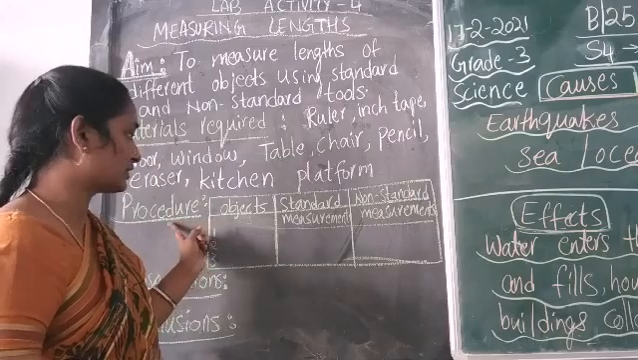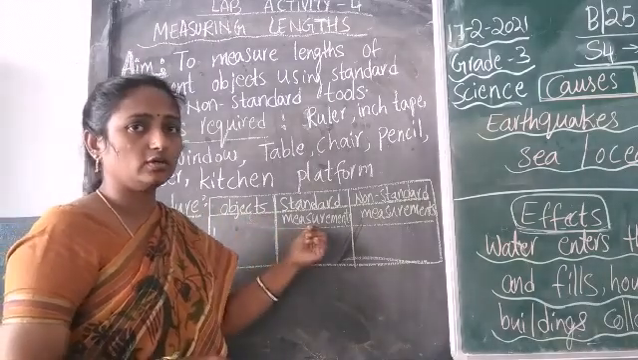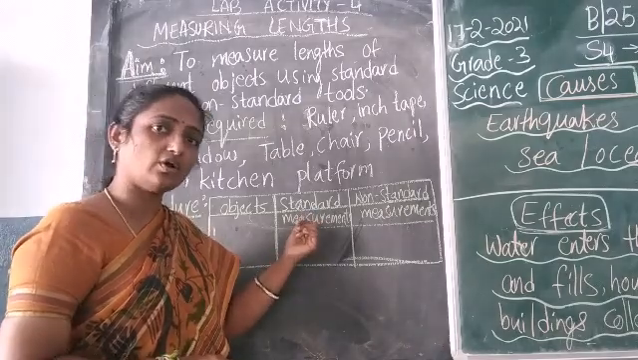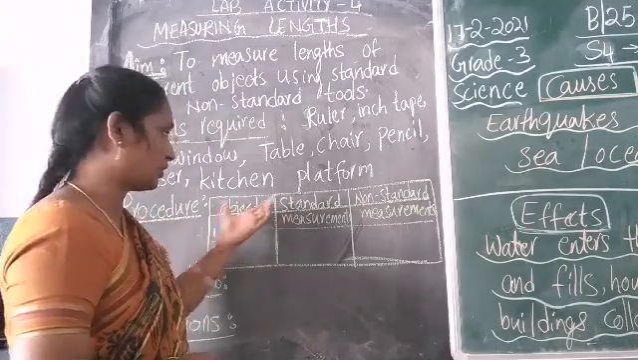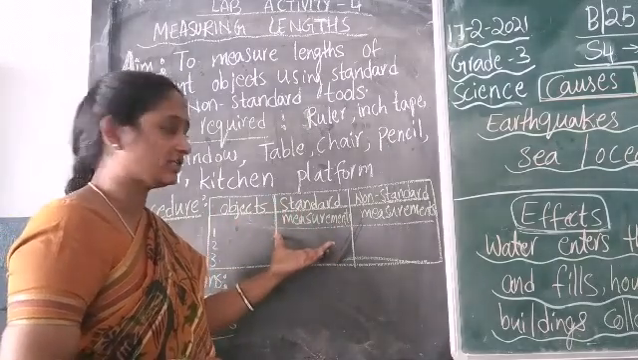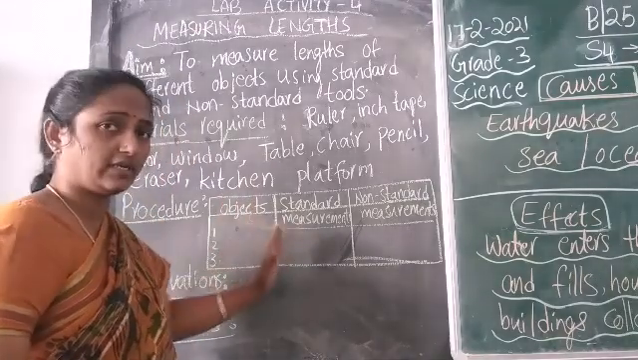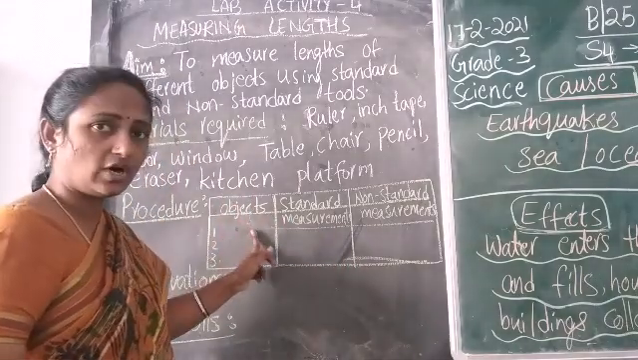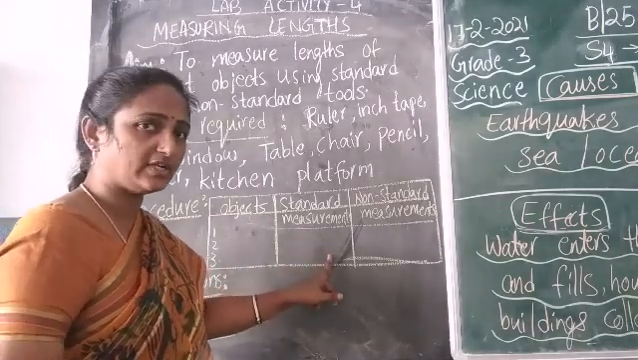First you are going to explain how you are going to measure. You are going to measure through standard tools and non-standard tools. You are going to explain what different objects you are going to use. After that you are going to draw the table and make 3 columns in it. The first column will be the objects you are taking, and the standard measurements.